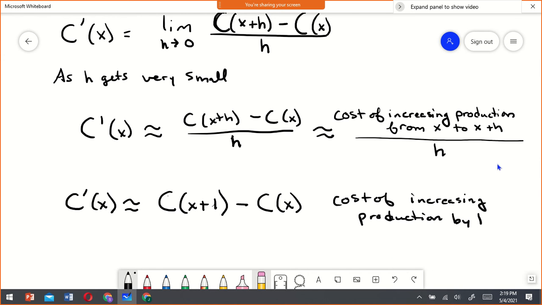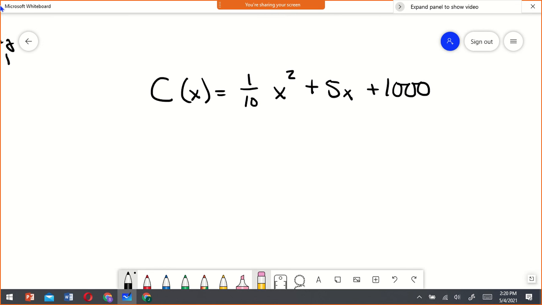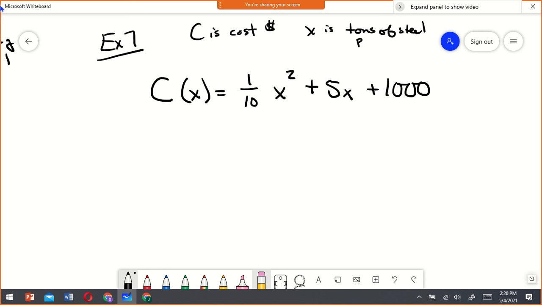So I'm going to work with a particular example they have in the textbook here, where we're given a cost function, not the marginal cost, but a regular cost function, where C of X equals 1/10 X squared plus 5X plus 1,000. And we're told, this is example 7 from section 13.1, that the cost is being measured in dollars for a weekly production of X tons of steel. And this is the function given to us. So C is cost measured in dollars. X is tons of steel per week measured in tons.